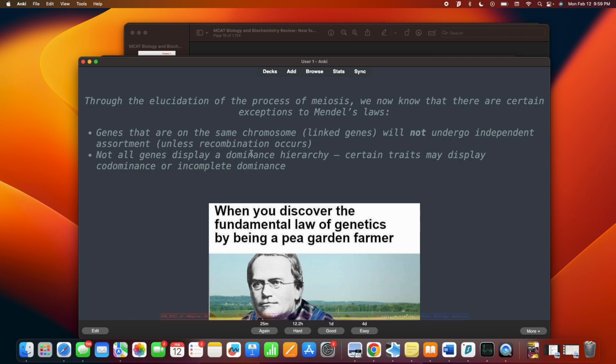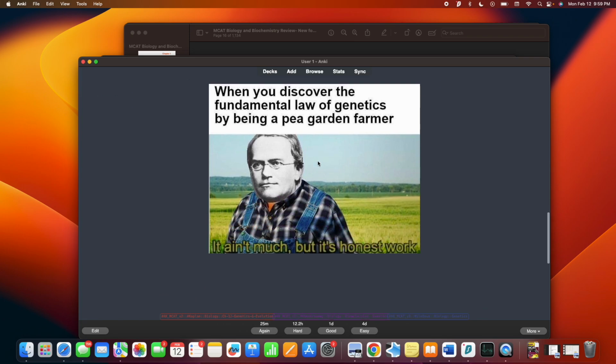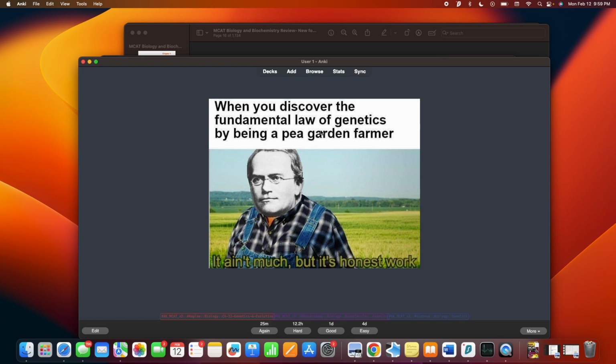Not all genes display a dominance hierarchy. Certain traits may display codominance or incomplete dominance. Yes. When you discover the fundamental law of genetics by being a pea garden farmer, it ain't much, but it's honest work.